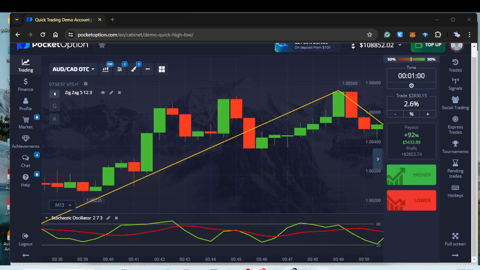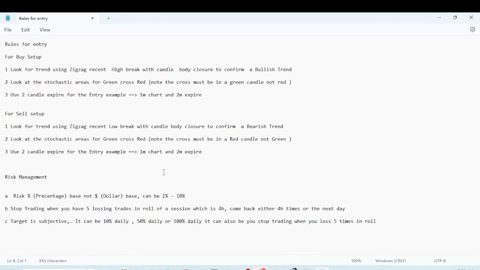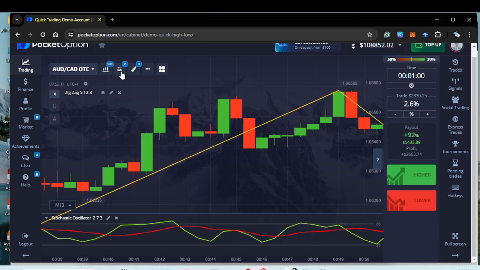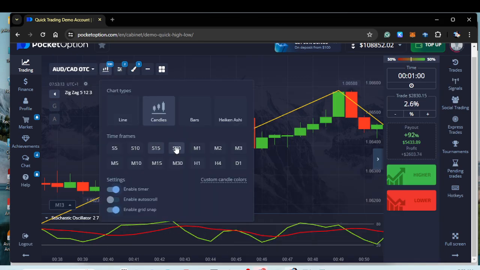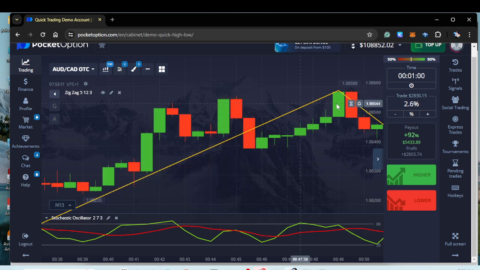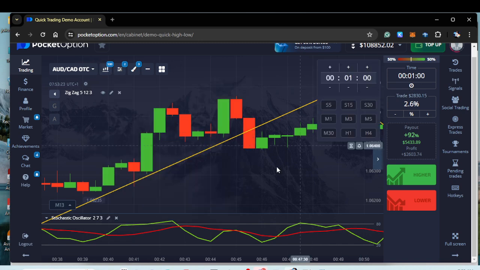I'm showing you this example because I want you guys to understand it properly. Then use two candle expiry for the entry. Example, 1 minute chart, you use 2 minute expiry. We're using a 30 second chart here, but you can use any time frame of your choice. So 30 second chart, then 1 minute expiry. So that's what it means.